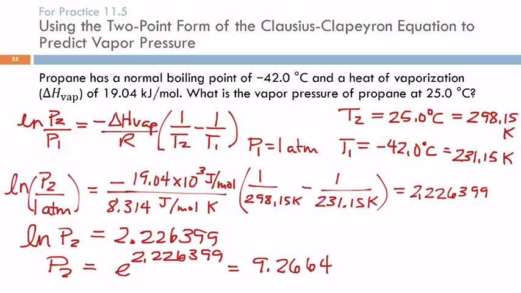Do we expect the vapor pressure of propane to be higher at room temperature or lower than at minus 42? Higher. We expect it to be higher than it is. What would the unit on this be? It would be whatever unit we used here. So here it'll be atmospheres. Okay?